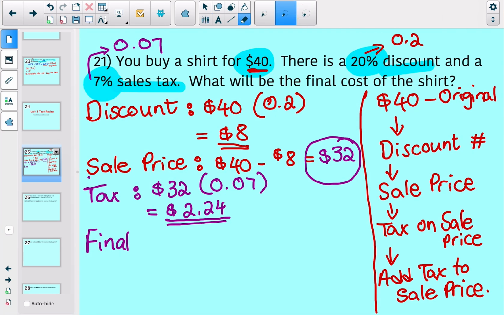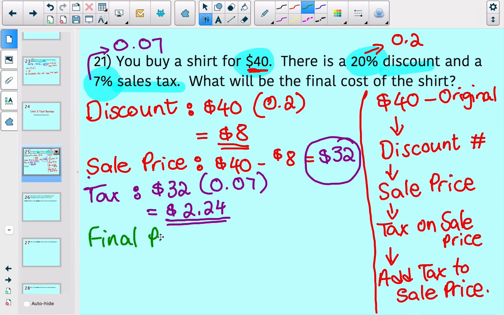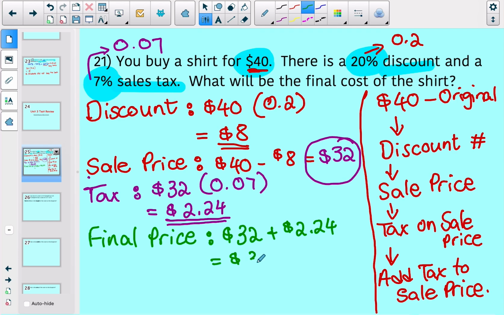Let's get a different color, sorry guys. So my final price is going to be $32, and I'm going to add that to $2.24. So my final is going to be $34.24. So that's going to be my final price.